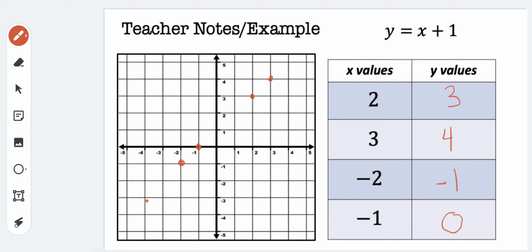And then finally we can connect the dots and add the arrows. And we just graphed the function y equals x plus 1.